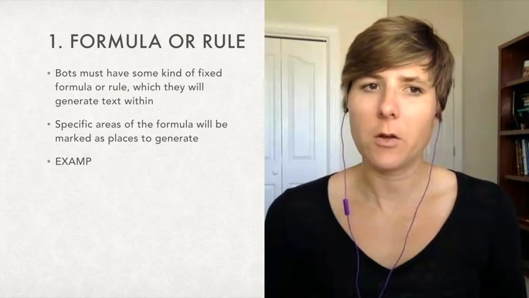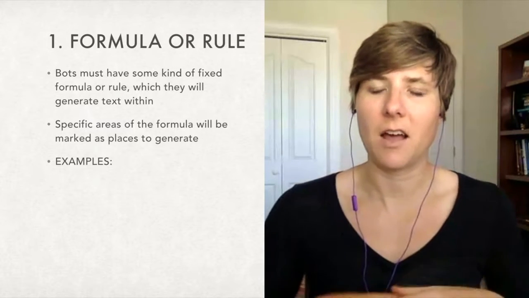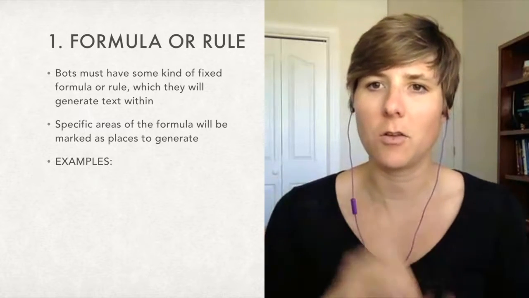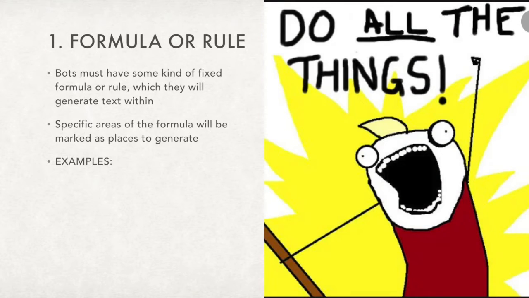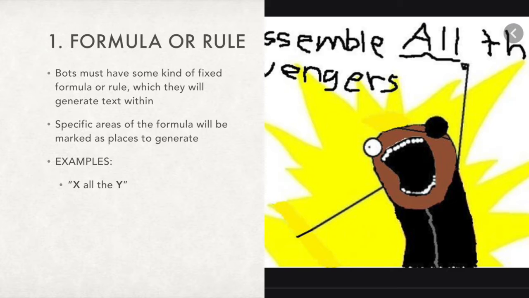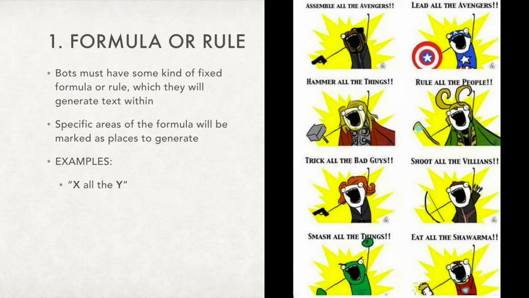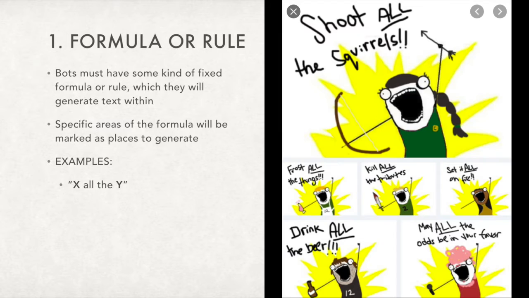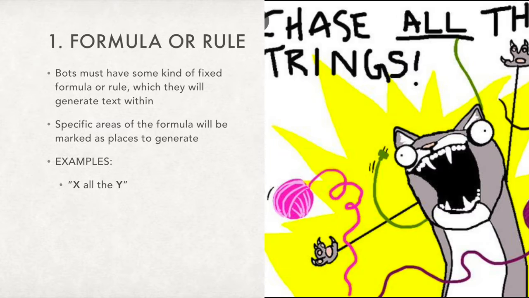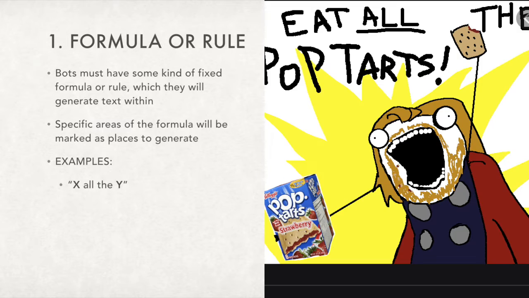So for instance, if we're going to make a bot based on some memes, we might choose this one, which I don't even know if this is popular anymore, but it is one of my favorite webcomics. This kind of "do all the things" meme has now become "X all the Y." Anytime we see this meme, it always follows that formula, which is X, or do, eat, see, play, read, whatever, all the Y. And Y is always things, movies, cake, cookies, and so on. So that's our formula there, X all the Y.